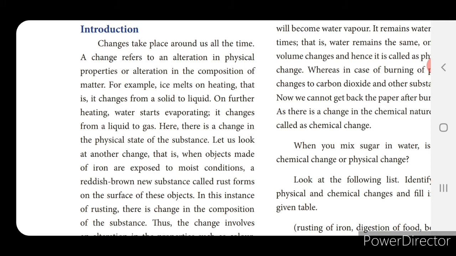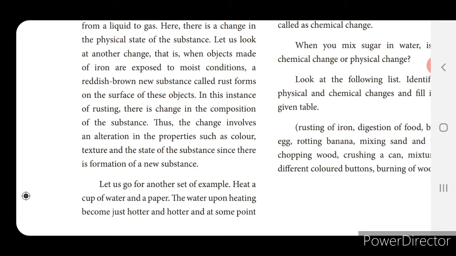If you take an iron nail, when it is exposed to the atmosphere, due to the water vapor present in the atmosphere, it is converted into iron oxide, and that process we call rusting. And here iron oxide, a new product, is formed, so we call that a chemical change. So let us go for another set of examples.